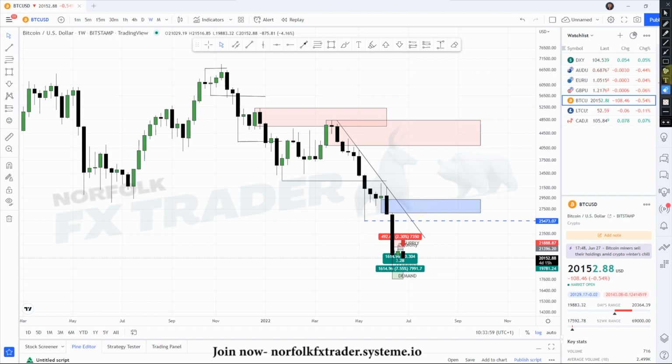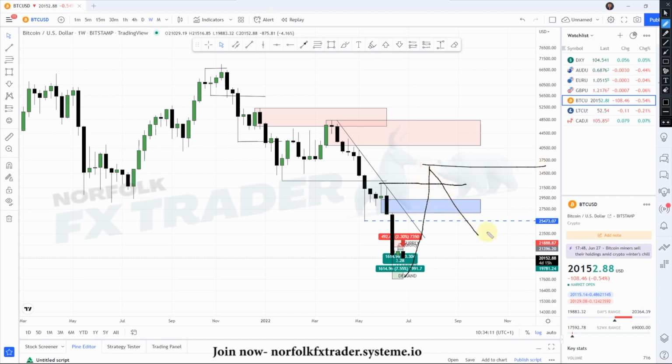Now, of course, a change of character here. Where would the change of character occur? This is our last swing high. Pull back here, that's your change of character. If we then had a pullback, lower high, this is our first break of structure. So there are the two differences once again. So you can see the difference.